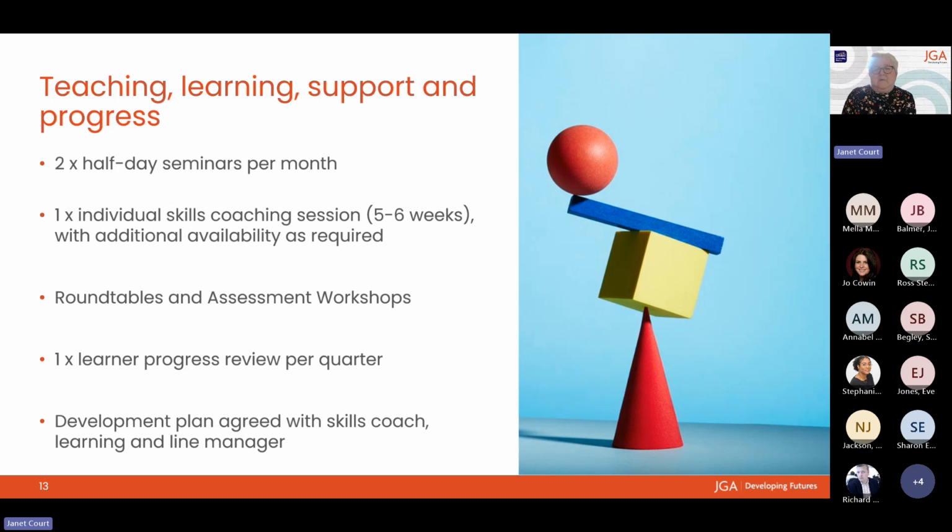So as I said earlier, roughly there'll be 2 half-day seminars per month, 1 individual skills coaching session every 5 to 6 weeks, with additional availability as required. With our apprentices, we focus on the individual, because one size does not fit all. So what do you need? We have a basic minimum, and then we'll ask, what else do you need? How can we best get additional support for you?